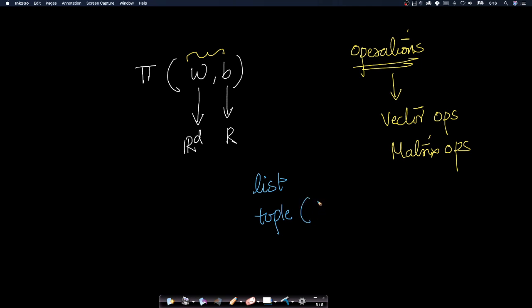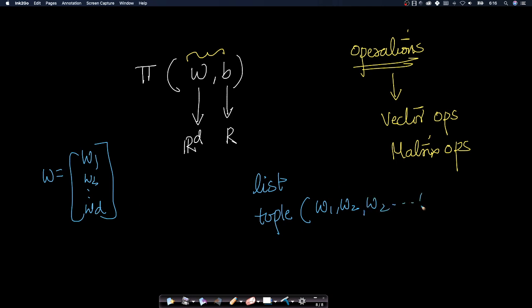Okay, so would you store W1, W2? Again, let's assume W1 is the first component of this. Let's assume W is W1, W2, and so on, WD, just for simplicity. So would you store it as W1, W2, W3, up to WD, comma B? This is one way to store it.